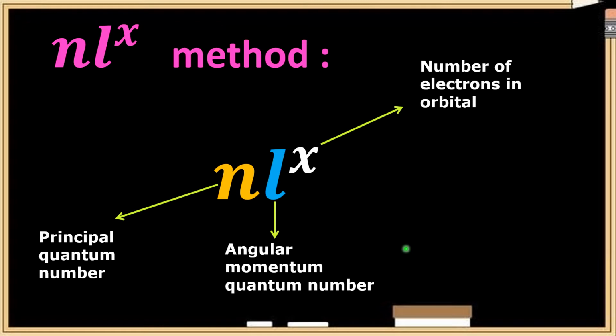For example, you can see here 1s2. I have written 1s2. What does it mean? It means that the 1s orbital contains 2 electrons. Okay, so we use this type of notation while writing the electronic configurations of the elements.